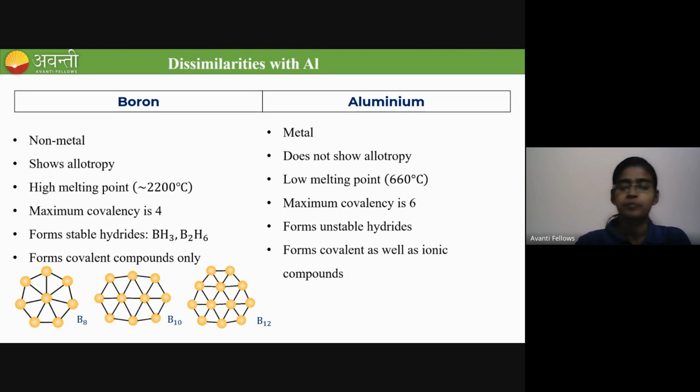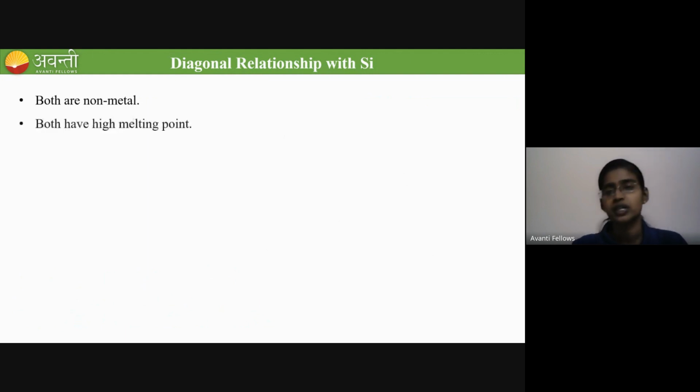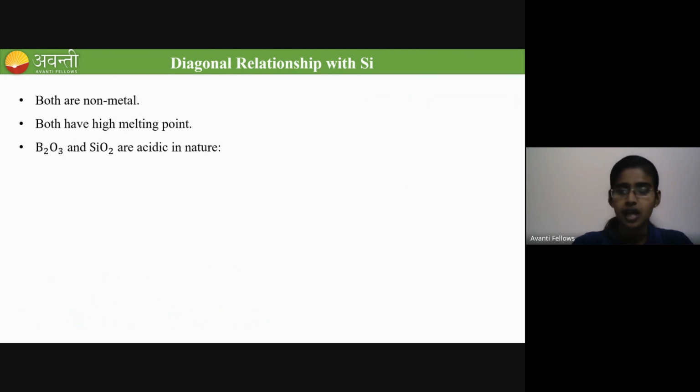Okay. Let us go with the diagonal relationship with silicon. As I have already told you, some of the properties are similar for boron with silicon, right? The first property is both are non-metals. Both boron and silicon are non-metals, and both have very, very high melting point. And the oxides of both the elements, that is B2O3 and SiO2, the oxides of boron and silicon, both are acidic in nature.